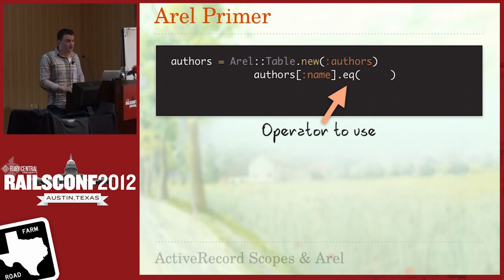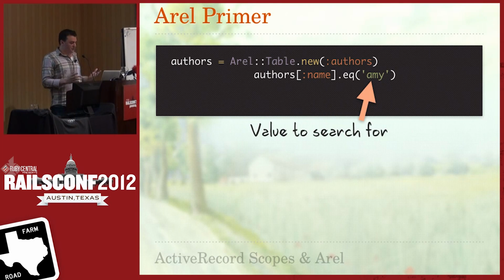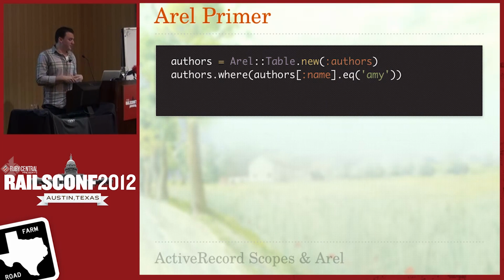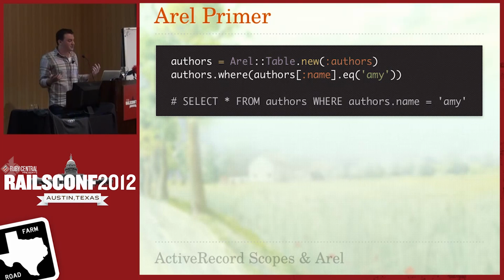Then the operator you want to use. In this case, we're just doing an equivalence match. Equals. And then the value that you want to search for. So put it all together, and we want to find all authors where the name equals Amy. It's a little verbose, but hopefully you see how it works. And this is the SQL that'll come out of it: select star from authors where authors.name is Amy.